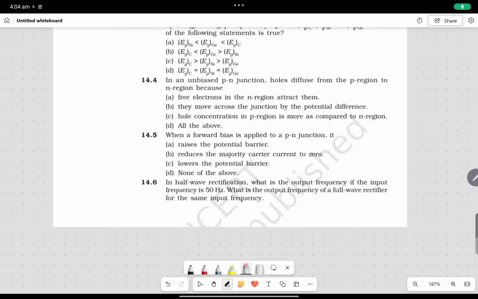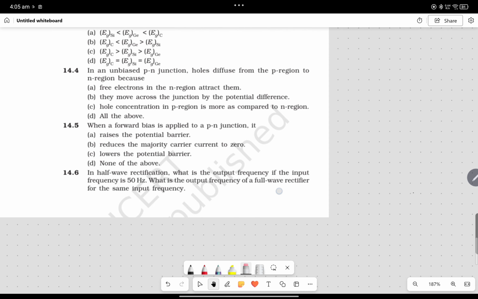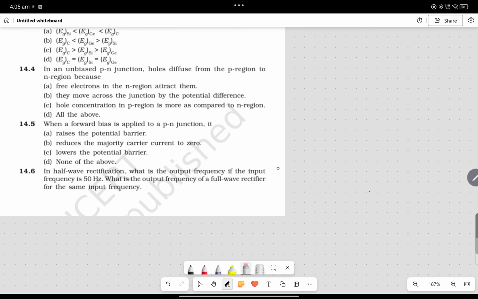So this is question number 14.6, and the question says, in half wave rectification, what is the output frequency if the input frequency is 50 Hz? What is the output frequency of full wave rectifier for the same input frequency? Okay, so we have two things. We have here half wave rectifier and full wave rectifier, right?